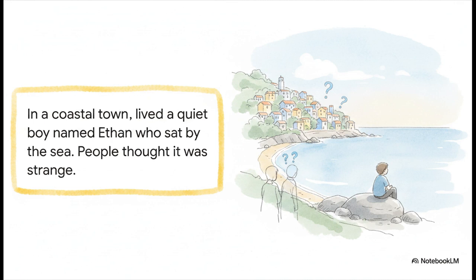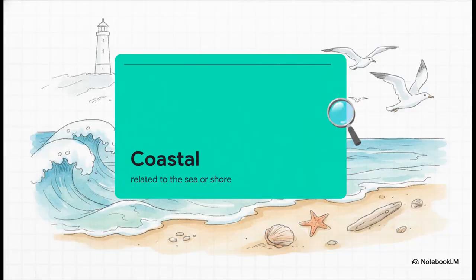The story immediately hands us two excellent descriptive words to set our scene and establish exactly how the town views Ethan. The text says, "In a small coastal town lived a quiet boy named Ethan who sat by the sea. People thought it was strange." Let's pull out that first vocabulary word, coastal. This simply means related to the sea or shore.